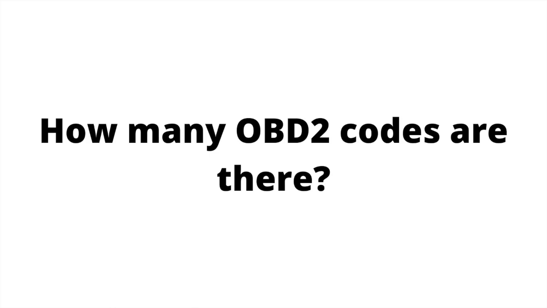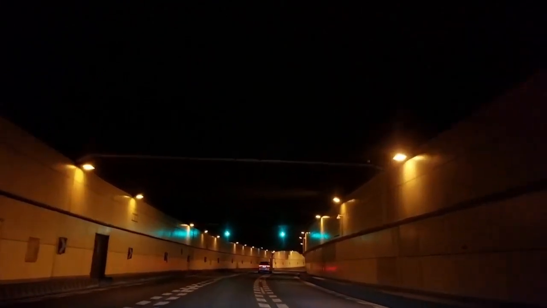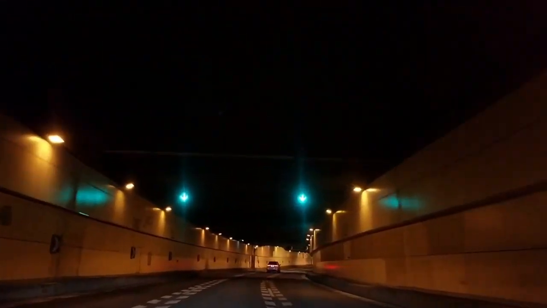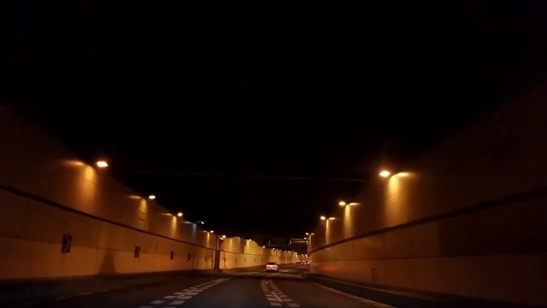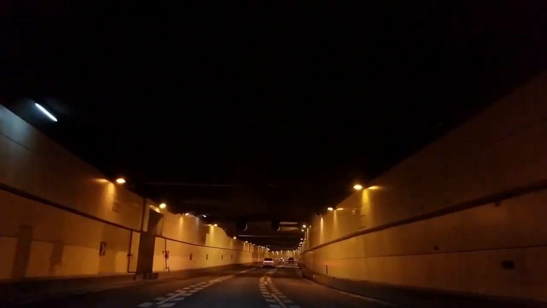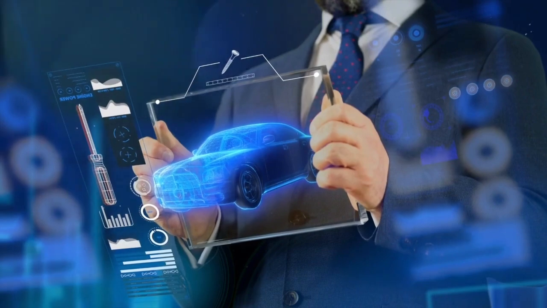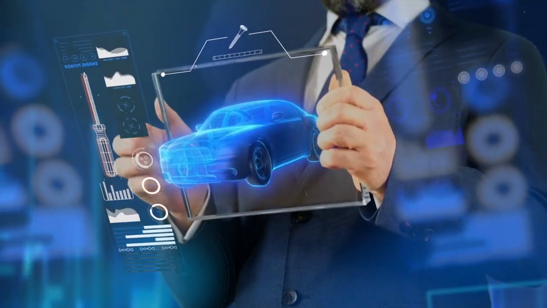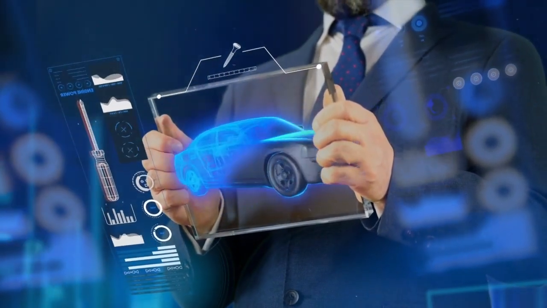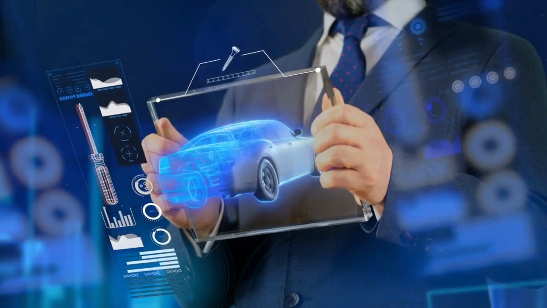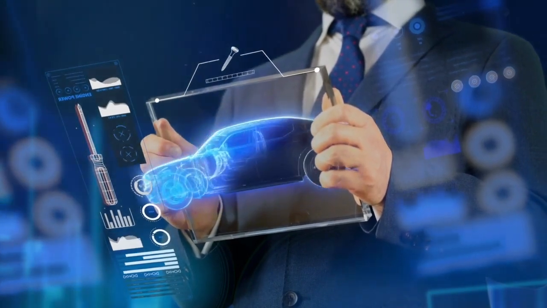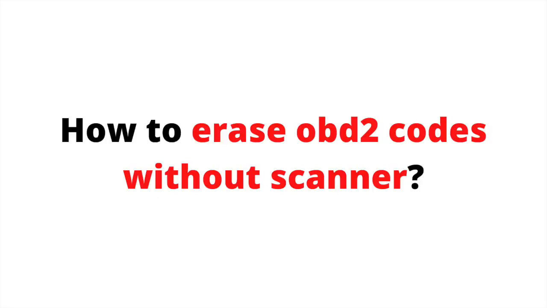How many OBD II codes are there? There are over 3,000 different OBD II codes. However, not all codes are used on all vehicles or in all geographic regions. Many of them are specific to a manufacturer or a specific vehicle model, while others are generic and used in many different types of vehicles. The number of codes available may also vary over time as new codes are added to reflect evolving vehicle systems and technologies.